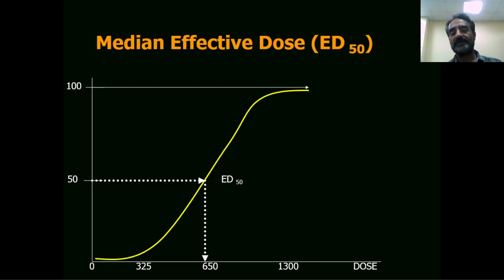So there is a particular term to be understood at this point, and that is called median effective dose or ED50. So what is ED50 or median effective dose? It is that dose at which 50% of the individuals are showing the given effect of the drug. So ED50 is the dose at which 50% of the individuals are showing the effect.